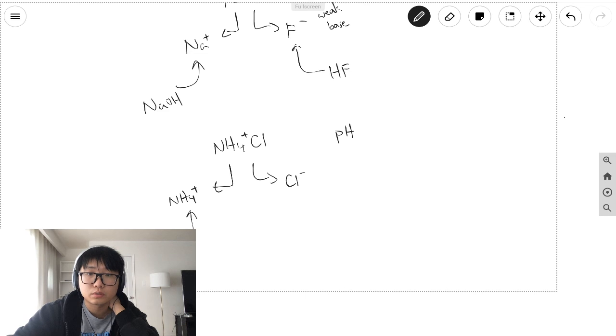Sorry, you're slightly cutting off a bit. NH3, exactly. And is that a weak acid or weak base or strong base?